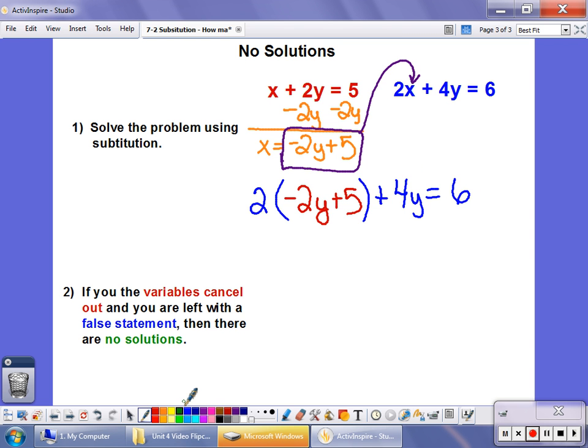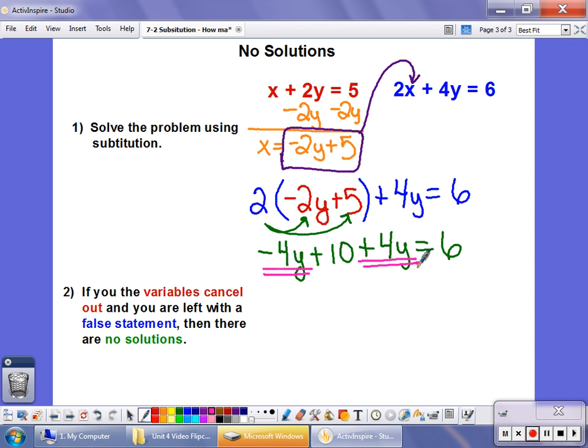Now, using my distributive property, I'm going to get negative 4y plus 10 plus 4y equals 6. Okay, time to combine like terms. I have negative 4y plus 4y. Again, those y's are going to cancel out. But this time, look what's happened. I have 0y, but I'm left with a statement that says 10 equals 6. Well, this is false. Okay?